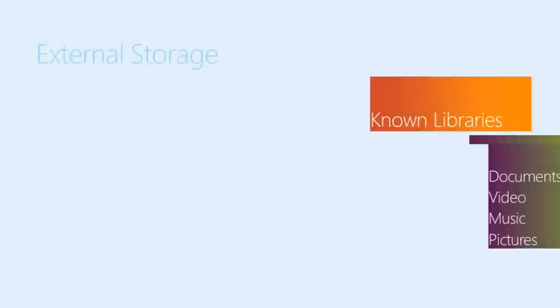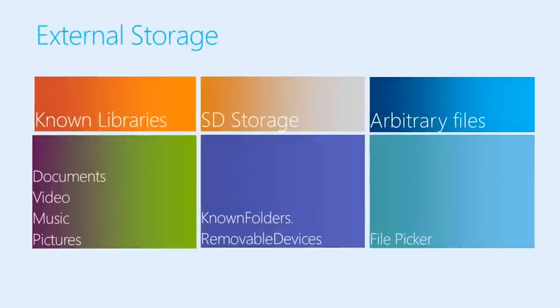Windows Store apps don't provide general external storage due to security reasons. You can access some known libraries such as documents, videos, music, and pictures folders, but you should declare the capabilities in the manifest file before accessing them. You can also access SD storage through the RemovableDevices property. For security reasons, Windows Store applications won't allow access to arbitrary files on a device implicitly. If you want to access a specific file, you should use the File Picker to select this file explicitly. Then the application is given permission to access it.